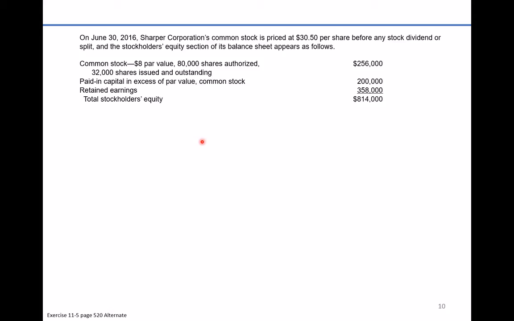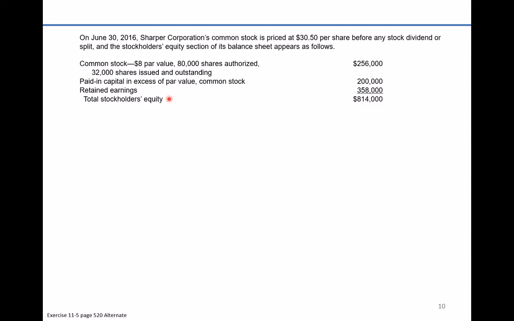So the company has common stock. It has an $8 par value. There were 80,000 shares authorized, but the company has not issued all of those shares. They've only issued 32,000 shares. So for those 32,000 shares, at its $8 par value, the amount credited in the common stock account is $256,000.